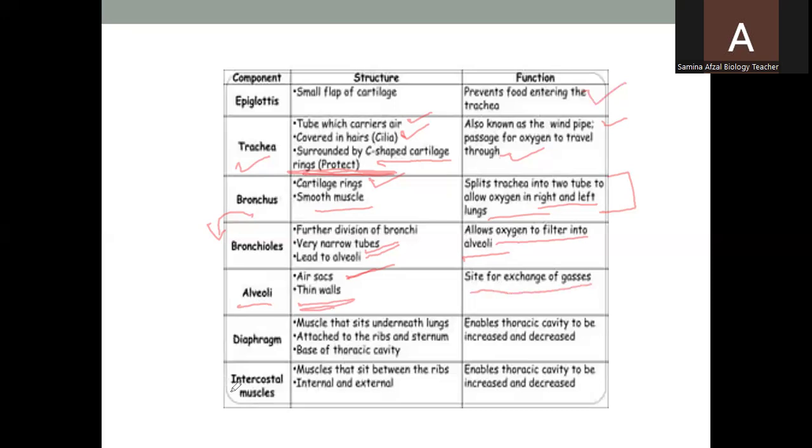Diaphragm: a thin muscle that sits underneath the lungs, attached to the ribs and sternum at the base of the thoracic cavity. It separates the thoracic region from the lumbar region, and enables the thoracic cavity to be increased and decreased.